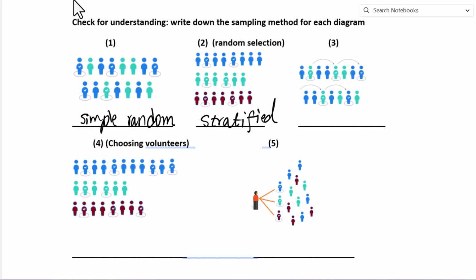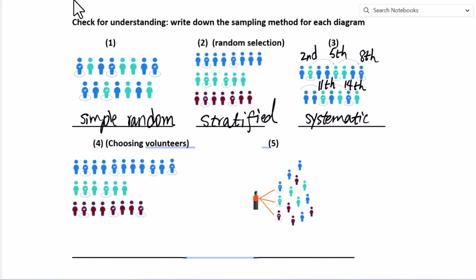The third one. First, they choose the second person. Then keep adding 3 to choose the 5th person, 8th person, 11th person, 14th person. So this is systematic.